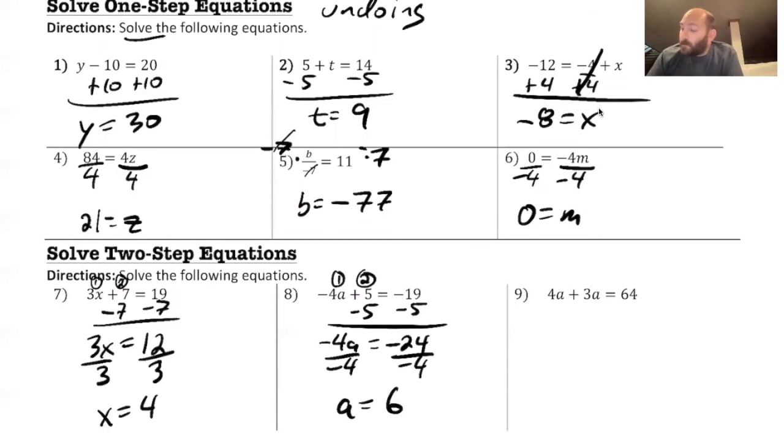For number 9, my 2 steps are actually going to be a little bit different because we're going to use what we did last unit, and we're going to combine like terms first. So I can put these together as 7a equals 64. And now I can divide by 7. Okay. And that is just going to be an improper fraction of 64 over 7. There's nothing else I can do with that one. I can't simplify it, and that's it.